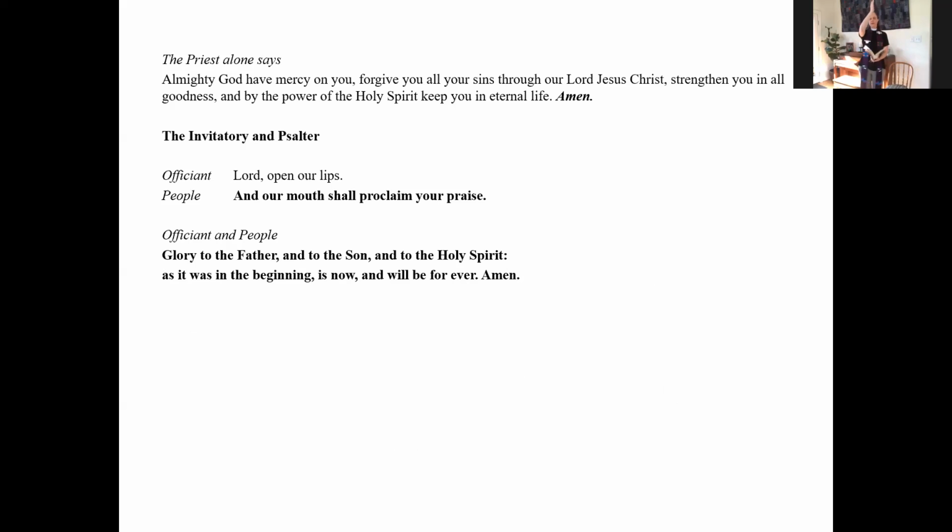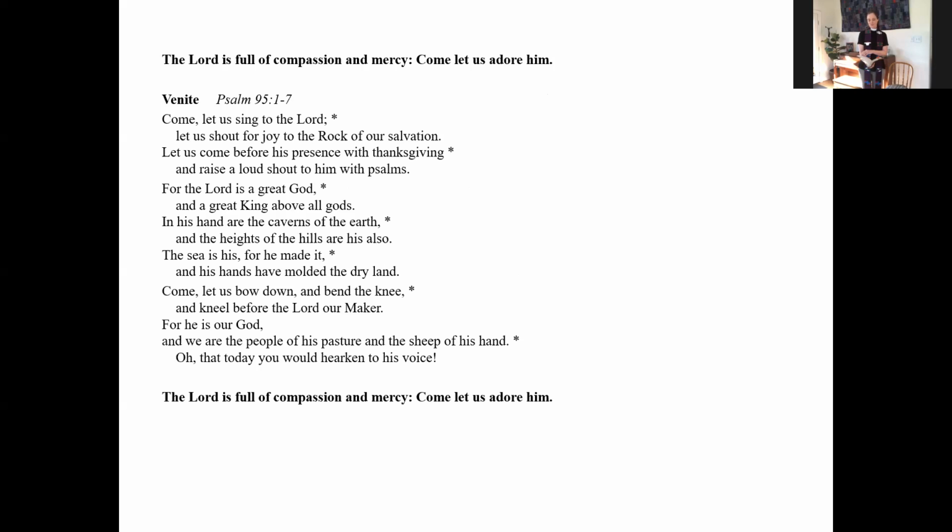Almighty God have mercy on you, forgive you all your sins through our Lord Jesus Christ, strengthen you in all goodness, and by the power of the Holy Spirit, keep you in eternal life. Amen. Lord, open our lips, and our mouth shall proclaim your praise. Glory to the Father, and to the Son, and to the Holy Spirit, as it was in the beginning, is now, and will be forever. Amen. Now we'll go to David for the Venite and the Psalm.